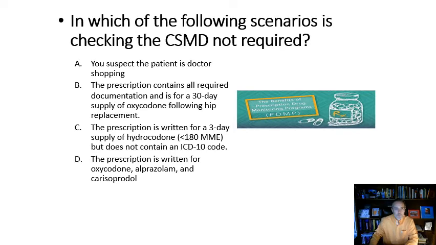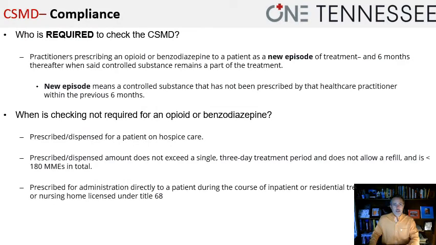Who is required to check the CSMD? We know some circumstances when you should, but this is going to be practitioners prescribing an opioid or a benzodiazepine to a patient as a new episode of treatment, and every 6 months thereafter when that controlled substance remains a part of their treatment. A new episode's meaning that controlled substance has not been prescribed by that healthcare practitioner within the previous 6 months. So that's important.